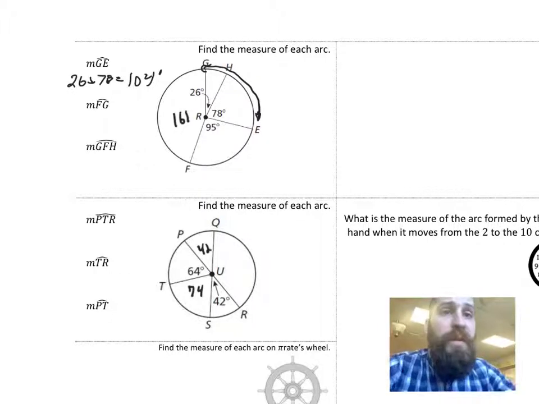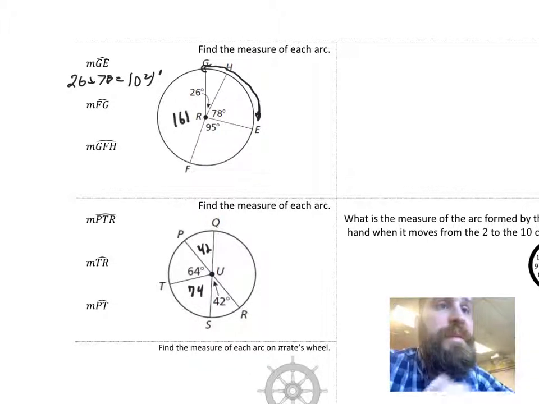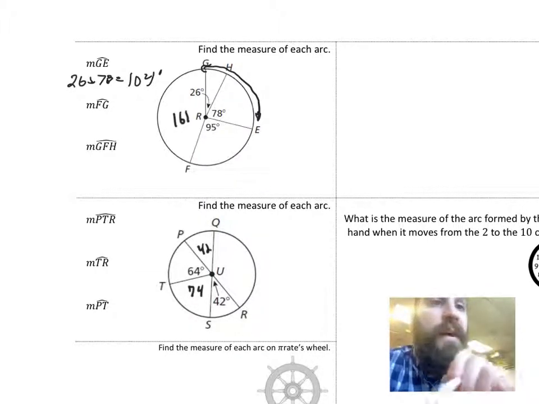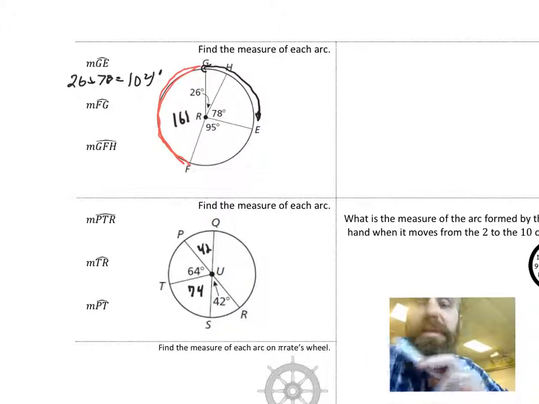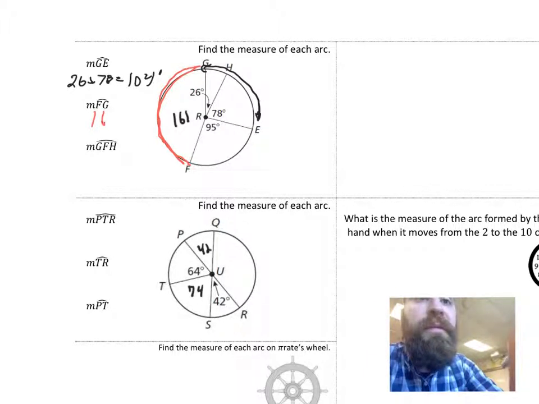Okay, our next one, we're looking for F to G. I'm going to use red now, and we're going to go from F to G right there, and we can see that it's written in for us. It's just going to be 161 degrees.